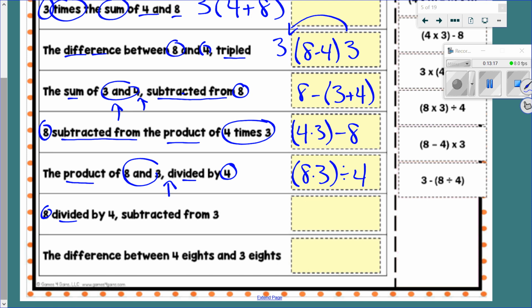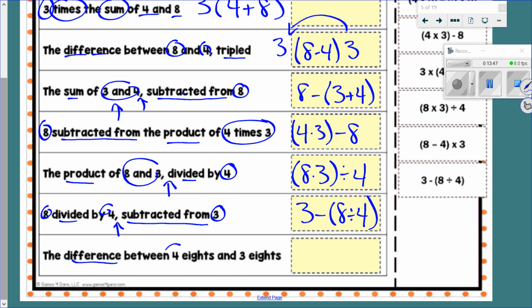Okay, 8 divided by 4, comma, subtracted from 3. Subtracted from, again, what is that? Comma. No, sorry, it's a flipping phrase. Meaning it's going to be 3 minus 8 divided by 4. Again, do not necessarily need those parentheses, but it can help you organize it. Make sure you're doing it correctly.